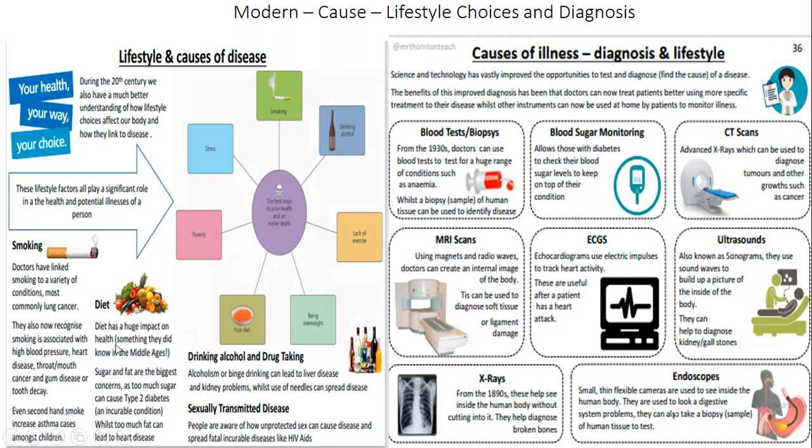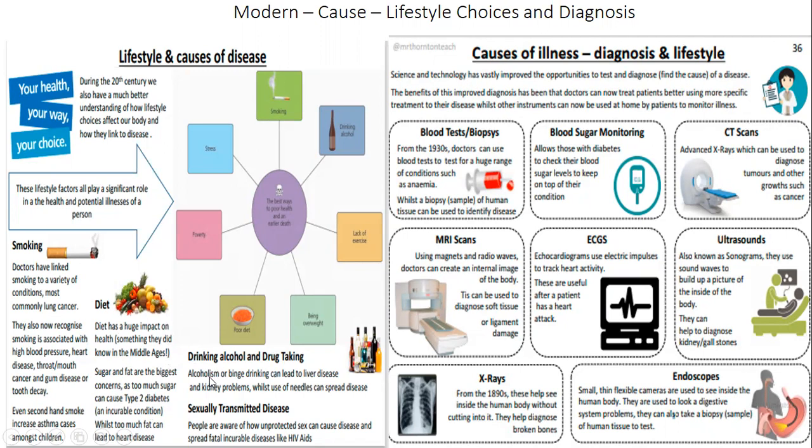Diet also has a huge impact. They did say this in the Middle Ages in the Regimen Sanitatis, so it's nothing new, but we have more of an understanding of sugars and fats, etc. With sugar and fat being the two biggest concerns, as sugar can cause type 2 diabetes, which is incurable, whilst too much fat can lead to the clogging of the arteries and heart disease.